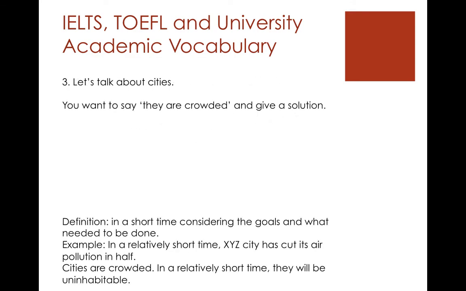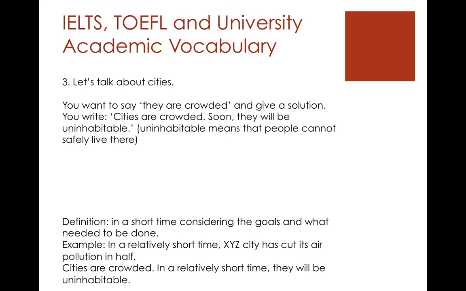So you want to say that cities are too crowded and give a solution. You write, cities are crowded, soon they will be uninhabitable. Uninhabitable means that people cannot safely live there. So inhabit, or habit, habitat, this word habit. It's also the same as habit, as in doing a hobby. It's the same root. So this is actually a Band 9 word, really good word. But it's basically Band 5 language.